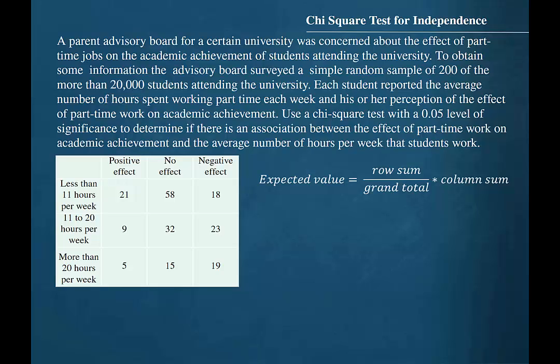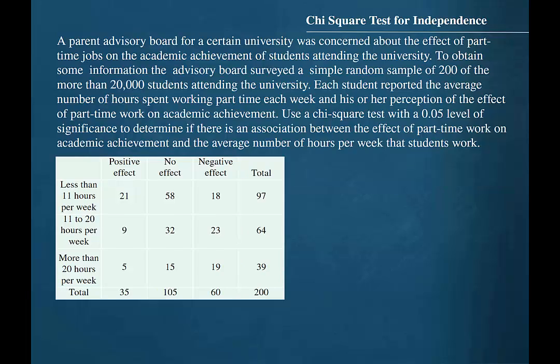We will now calculate the expected values for each cell in the contingency table. We will do this by first dividing the sum of each row by the grand total, and then multiplying that by the sum of each column. So we will need to augment this table with totals for the rows and for the columns.